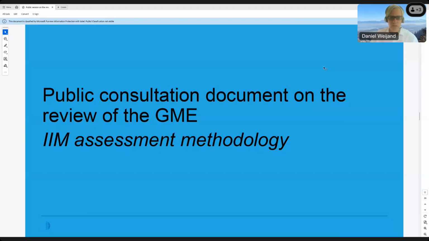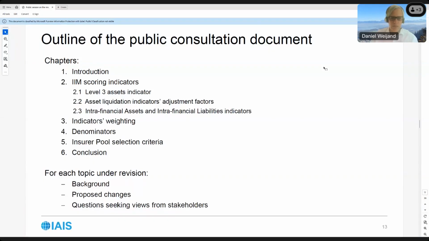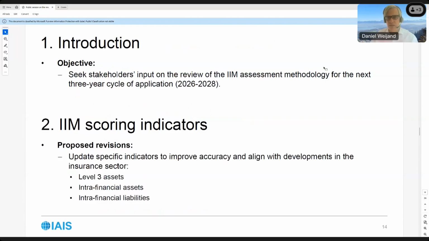Could we go to the next slide for the overview. Yes, the public consultation document has, for all changes that we plan to do, some information on the background, why we intend to change this, what we want to change, and questions where we seek input and views from stakeholders. Next slide, please. The objective is, as Dieter said, to update the methodology for the next 3-year cycle of application, so 2026 to 28. The indicators should be changed to update or to improve the accuracy of those indicators, and also to align them better with the developments that we saw in the recent years in the insurance sector.